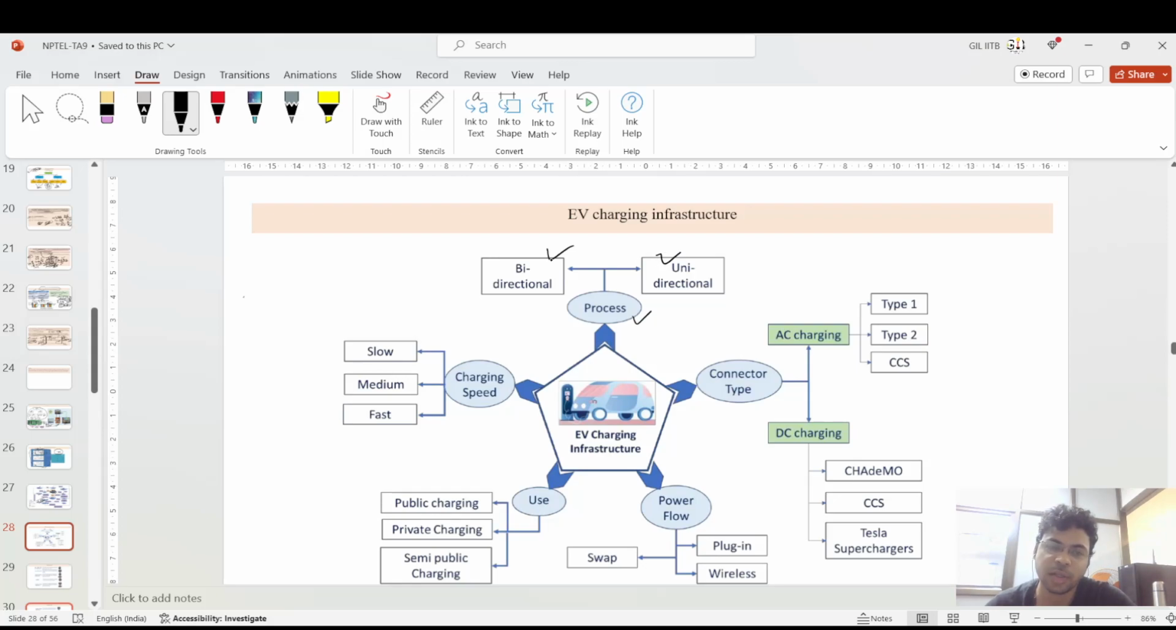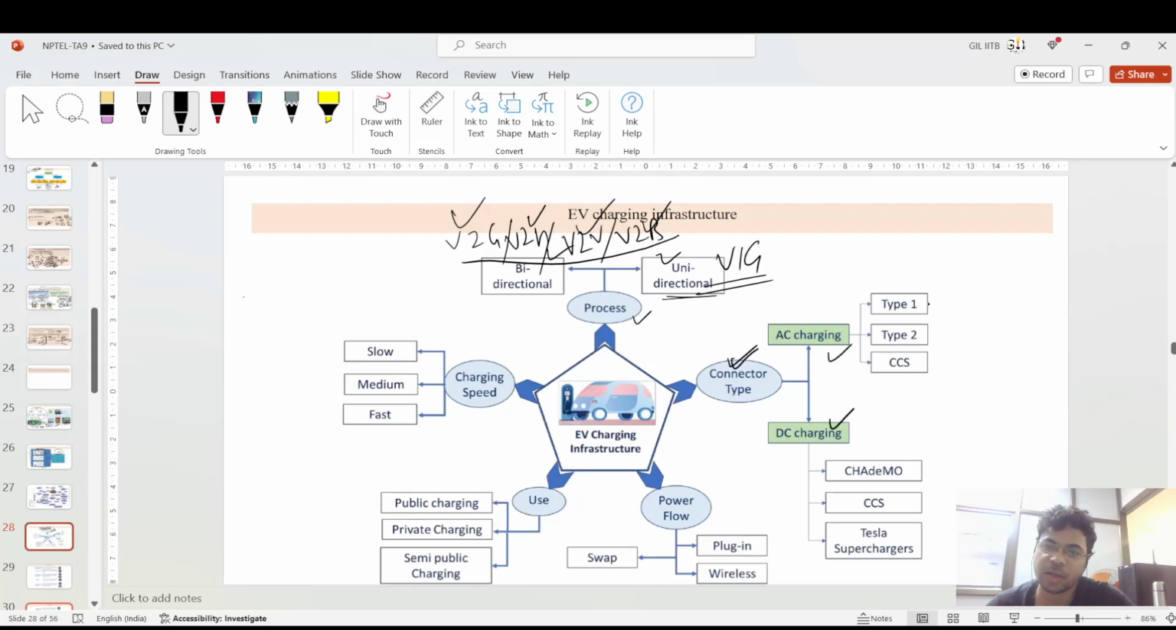On the basis of the process, you have two types of charger, that is the bidirectional charger and the unidirectional charger. Bidirectional in what sense? For V2G, V2H, V2V and V2B. V2G is vehicle to grid, for discharging power and sending it to the grid. Vehicle to home, sending power from the vehicle to the home. Vehicle to vehicle power, and vehicle to building. And the unidirectional charger is the V1G charger, just for charging the vehicle.